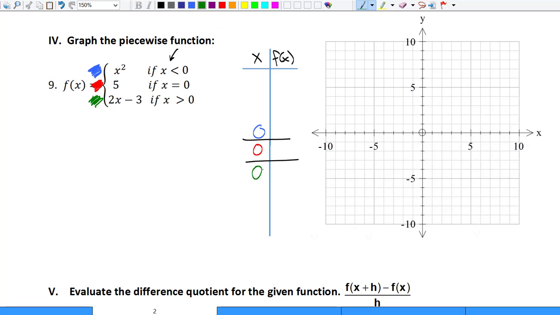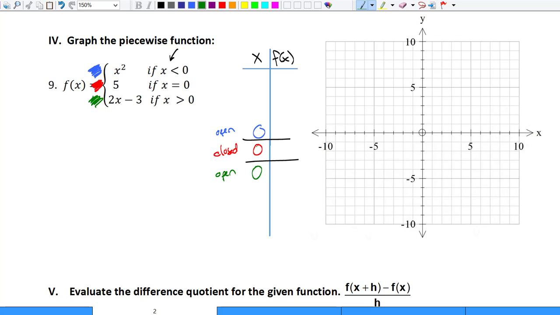Now, all three of those can't be defined there or closed there. There's only one value that's closed, and that's the red one is closed. That means the blue 0 is open and the green 0 is also open. That's because it can only be defined at one value because a function and every x can only have one y. So it's only defined at the red.